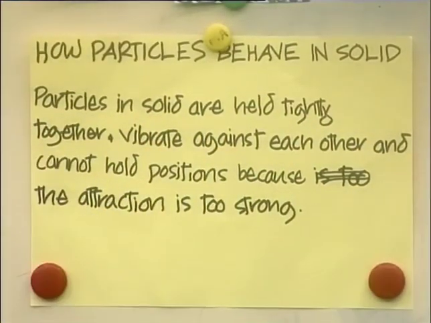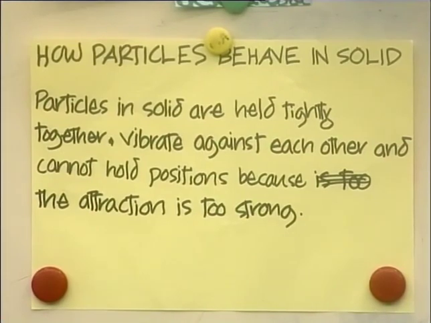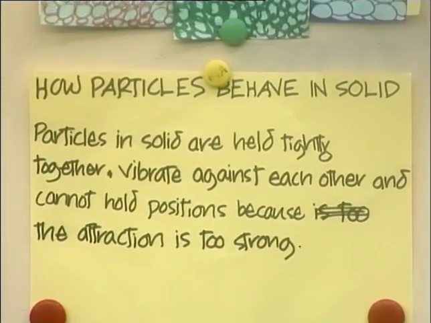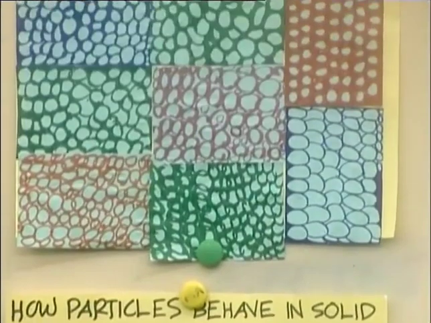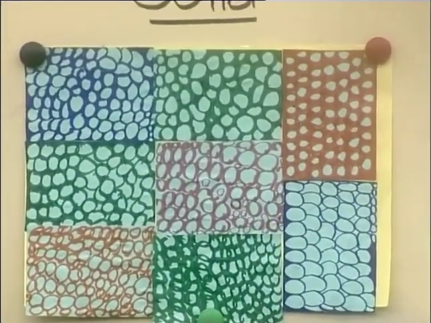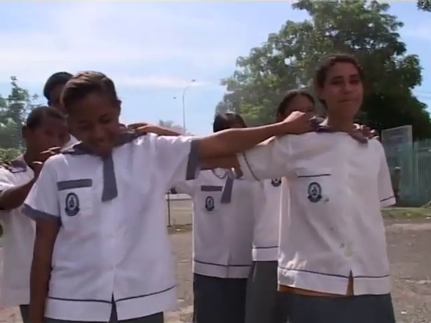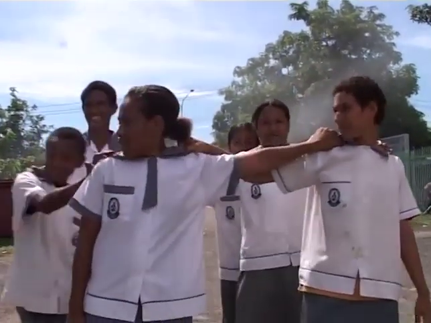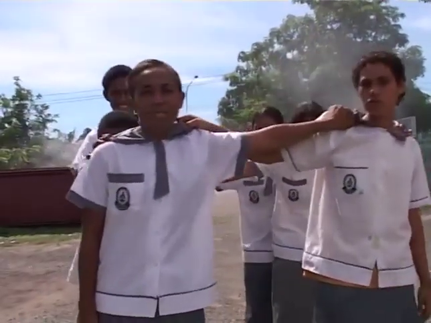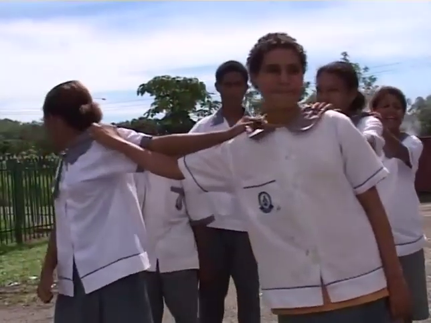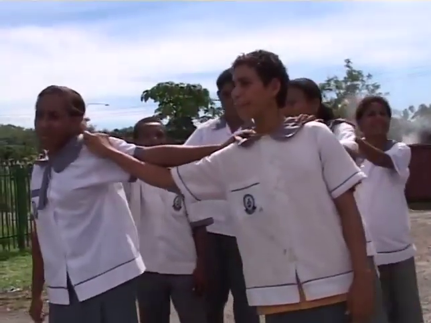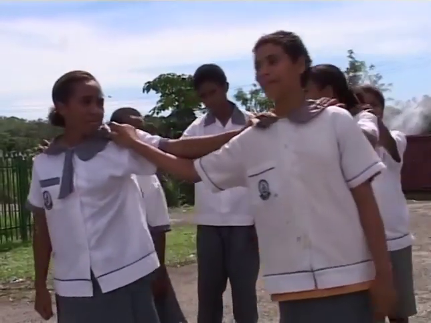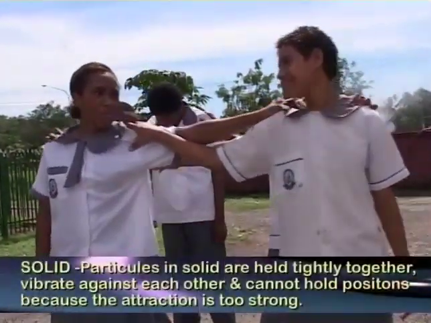Now we'll look at the role play of particles in a solid. Solids. The particles in a solid vibrate but cannot change positions. Because the attractions are too strong, move to and fro without leaving your place. You must all be packed tightly. Since the particles in a solid are firmly held together, you need to hold each other on the shoulder.